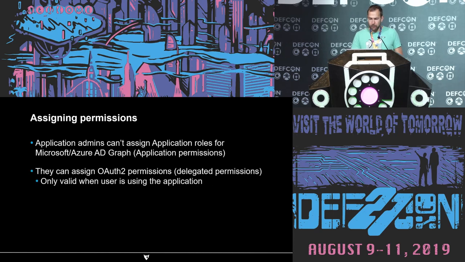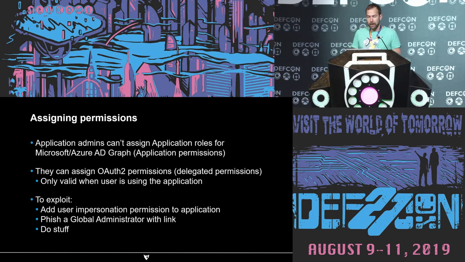But what they can do is assign OAuth permissions or delegated permissions if you use the portal. But these are only valid when a user is using the application. But of course you can exploit this. If you add the user impersonation permissions to the application and then phish a global administrator to actually sign into that application, you can perform any actions that the global administrator could do.